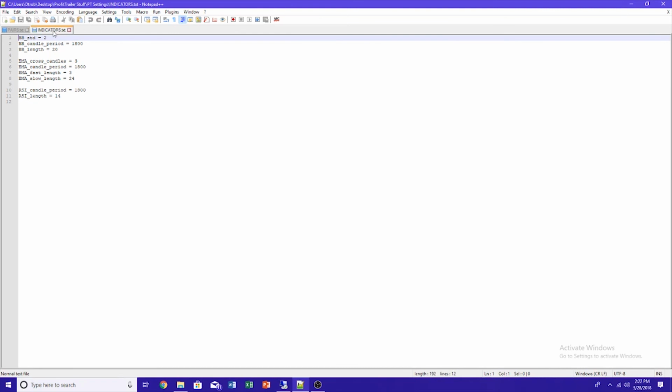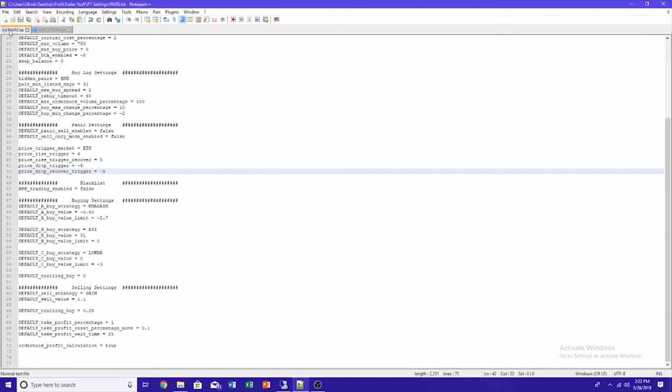So that's basically it. These are the settings that I will be releasing. Any updates to them will be found on the GitHub. It will tell you the last time that I updated them.